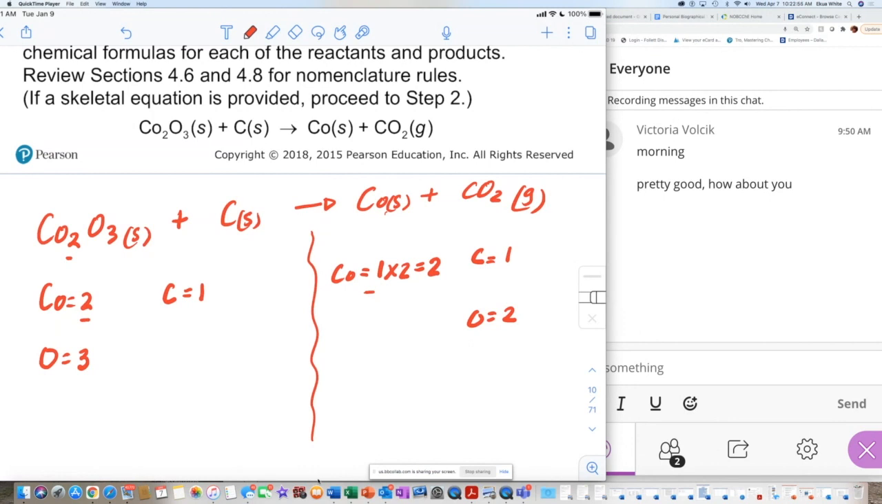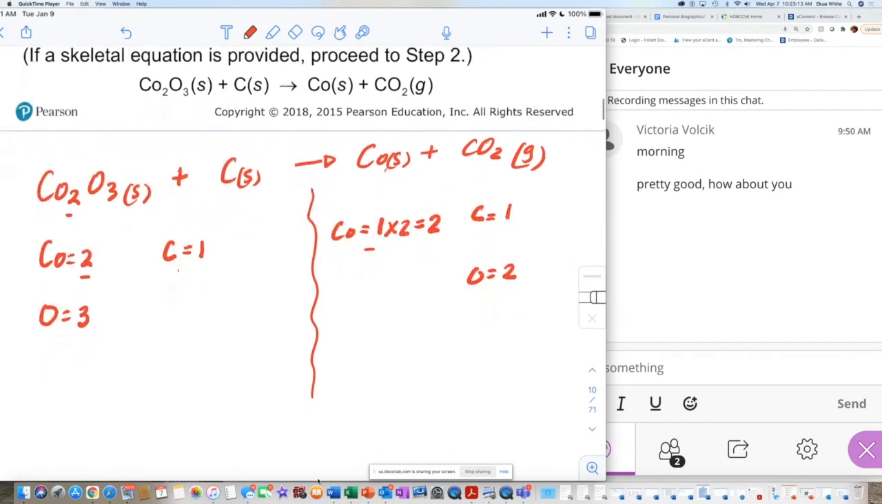Let me see. And then when I look at the carbons, they look balanced too. Now, the next thing I do is try to balance the oxygen. So I just realized I did something similar to what my teachers did after I criticized them, which is, I'm a little rusty on balancing the equation. It's been a whole semester.